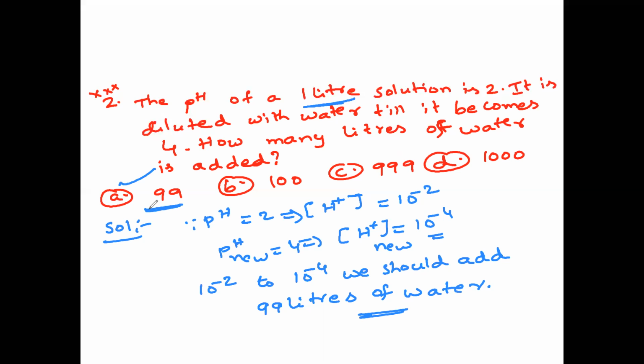Very, very important question. Please note it down. To change H plus concentration from 10 to the power of minus 2 to 10 to the power of minus 4, we have to dilute it 100 times. And 100 times means 100 liters of water should be present. But already 1 liter is present here. So simply 99 liters of water is enough. So this is the answer. Very, very typical and very, very important question. Please note it down. Next question is based on today's concept.